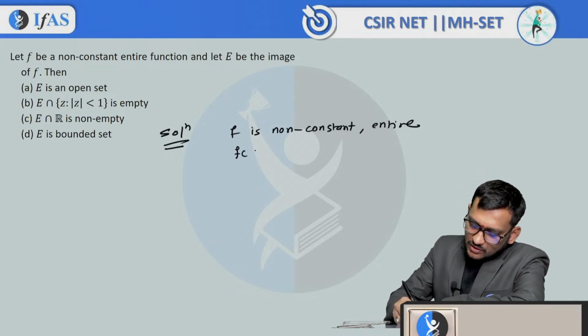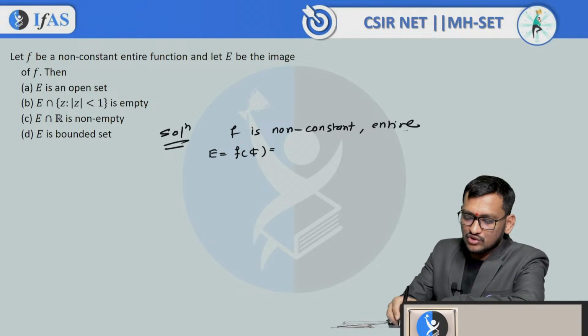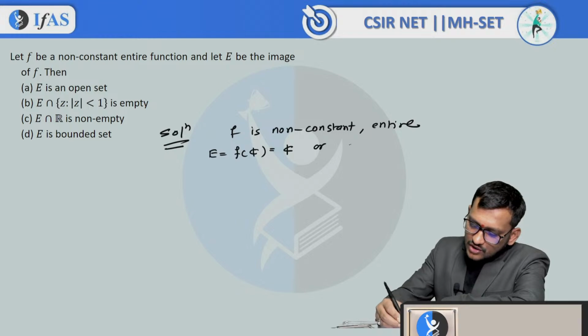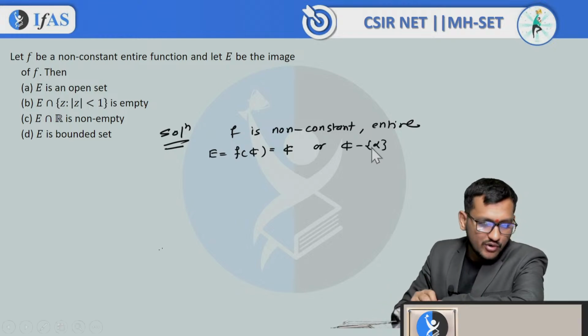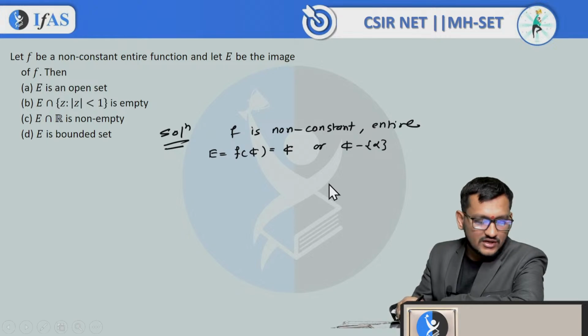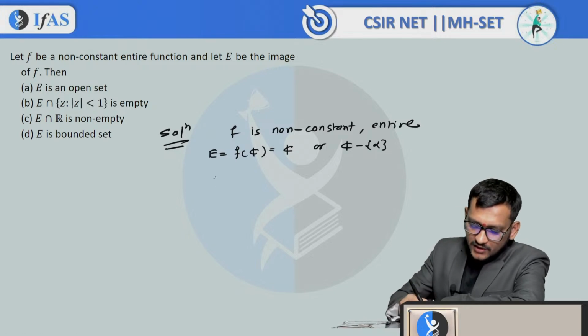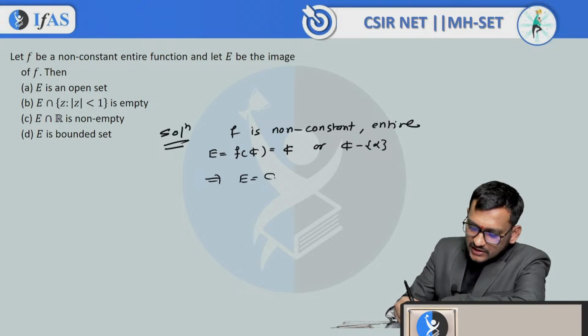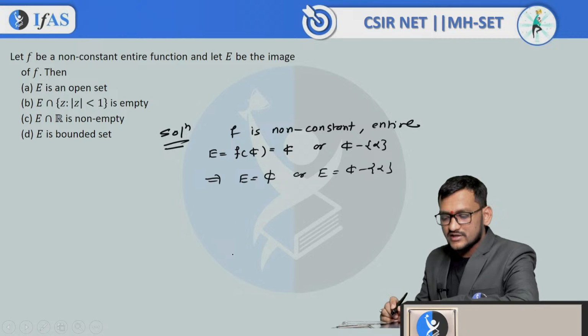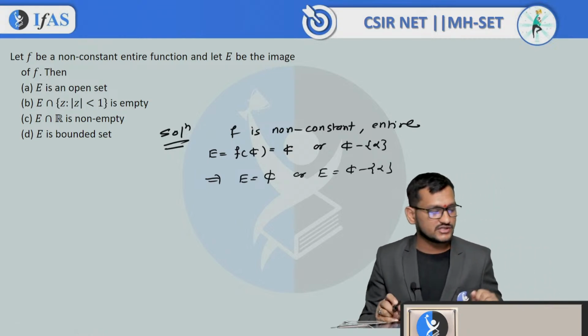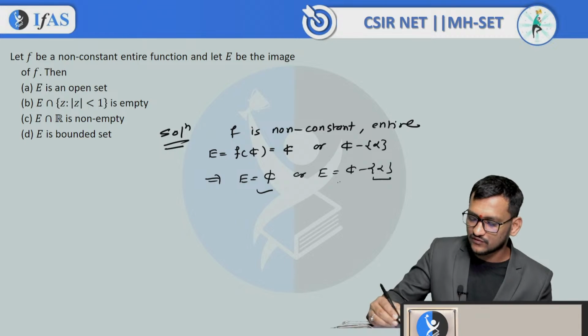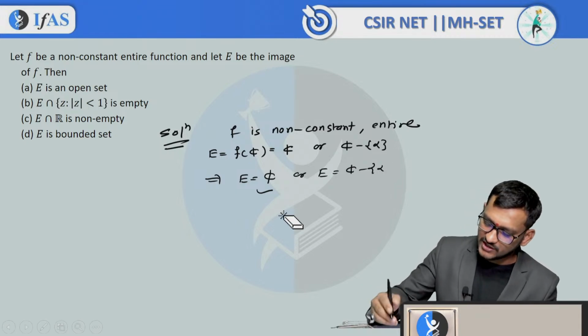If I talk about the range, f(C) is essentially the range. What would be the possibilities? A non-constant entire function can skip at most one point. So the range can be either C or C minus any single point alpha. It cannot be anything other than this because it is non-constant. So in both cases, if E is C it is open, and if E is C minus alpha it is also open. This is the complement of a closed set, which is again open. So I can say the range is open.